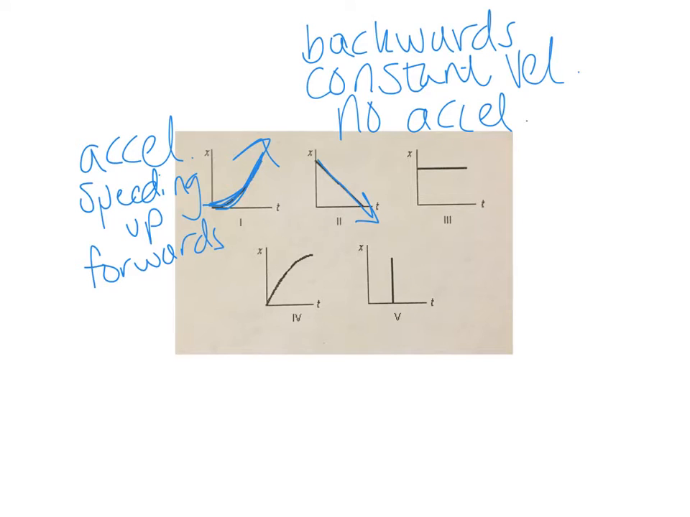All right. For graph number 3, this one's easier. Horizontal lines mean that the object's not moving at all. It is just stuck at that particular spot.